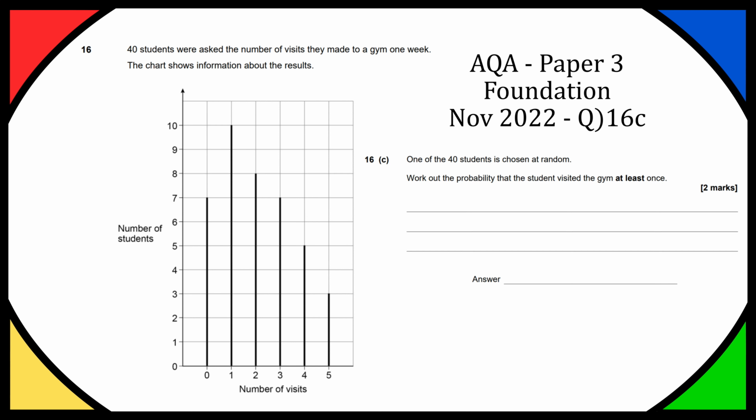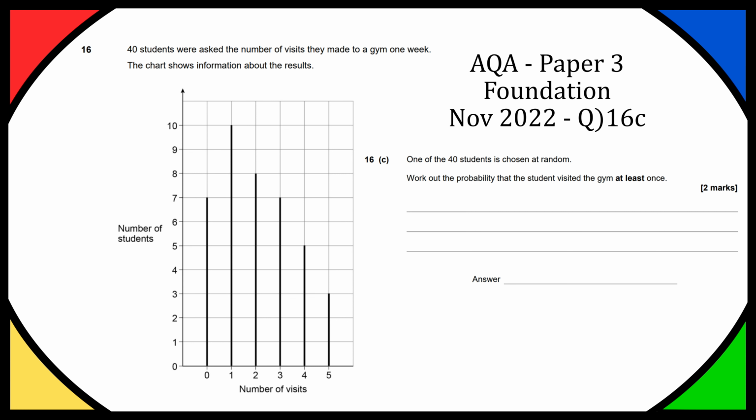Hey everyone, so today we're going to be looking at a probability question. This is question 16C, and it's from the past paper linked down below. So just a recap of question 16 if you didn't watch the other videos. It says 40 students were asked the number of visits they made to a gym one week. The chart shows information about the results. You can see the chart here.